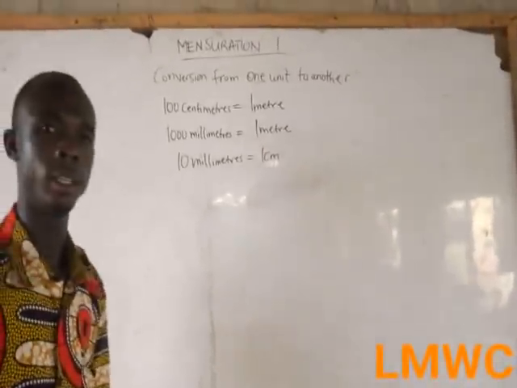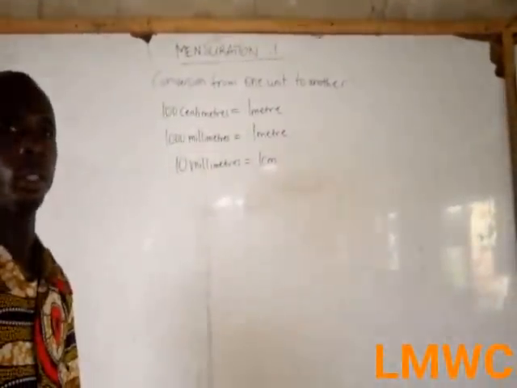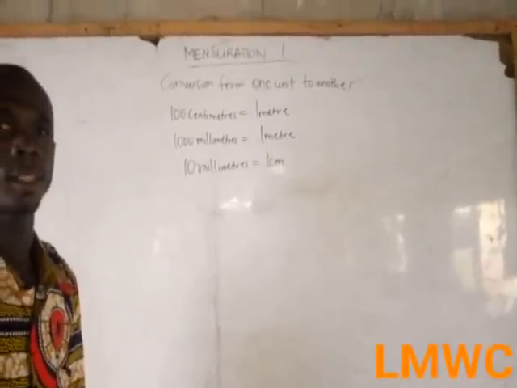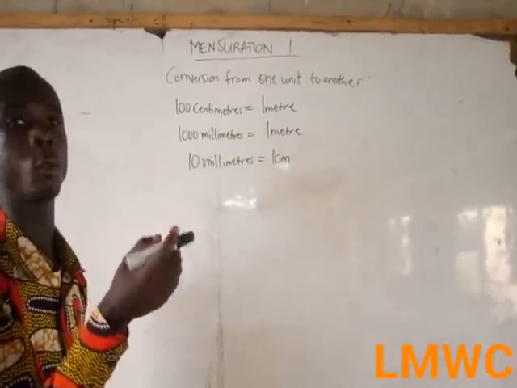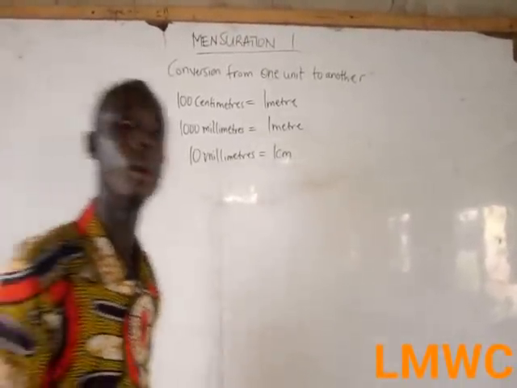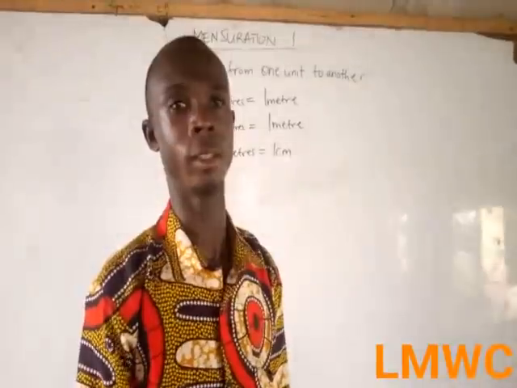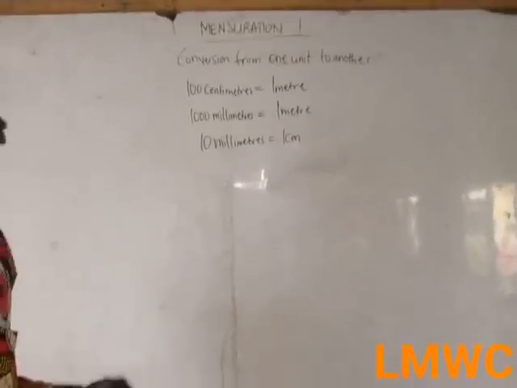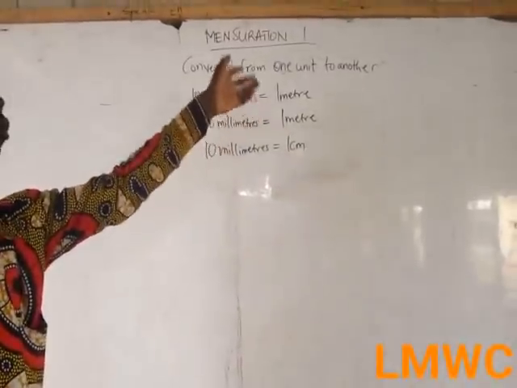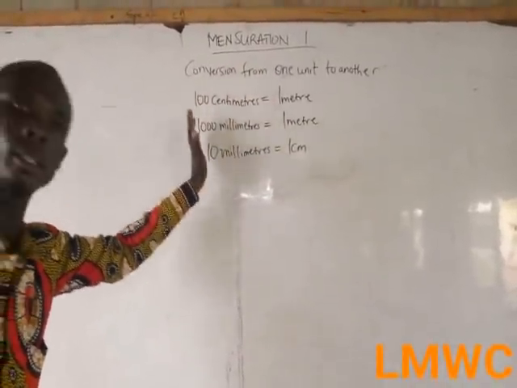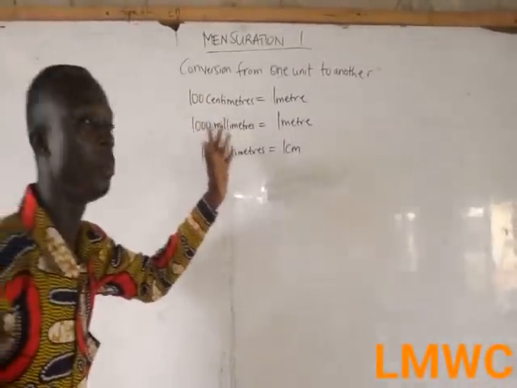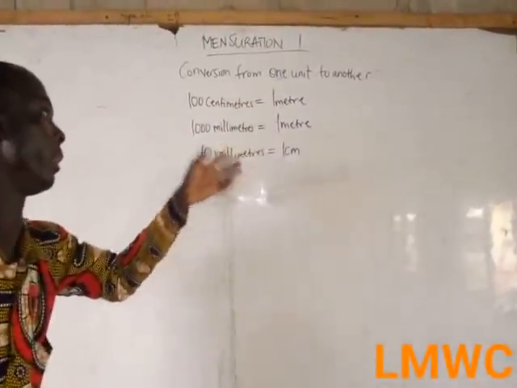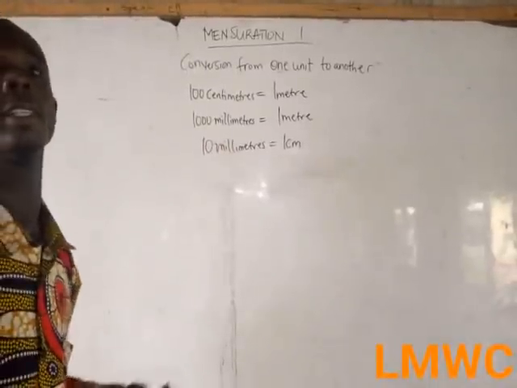Good morning once again, and today our lesson is on mensuration 1. For the junior high school, it's length and area of plane figures. And for you to appreciate mensuration, you should know how to convert from one unit to another. 100 centimeters is equal to 1 meter. 1,000 millimeters is equal to 1 meter, and 10 millimeters is equal to 1 centimeter.